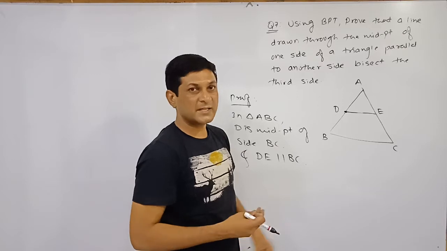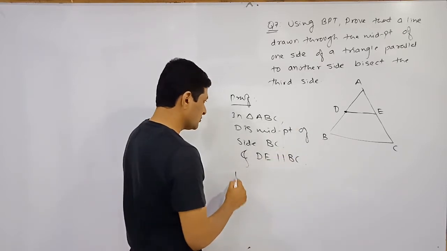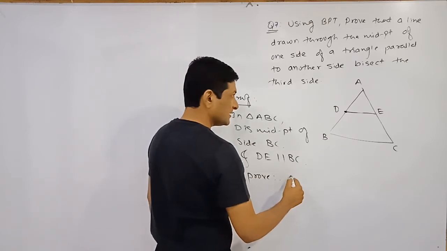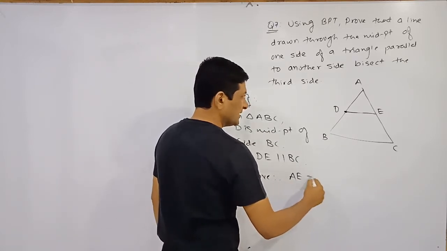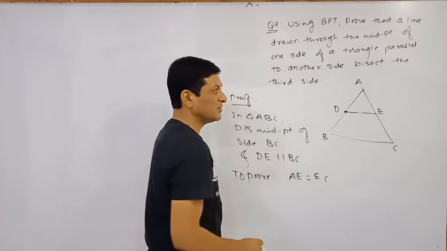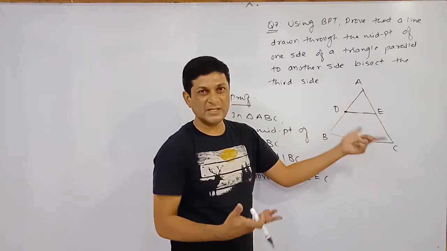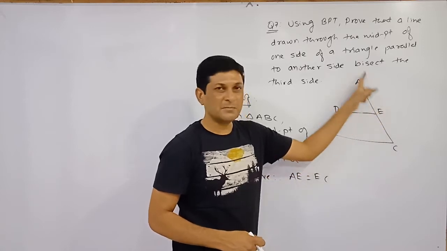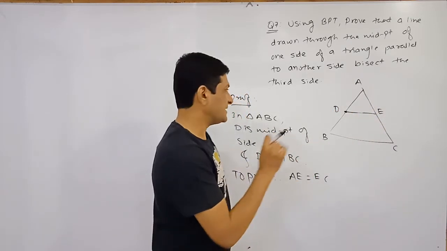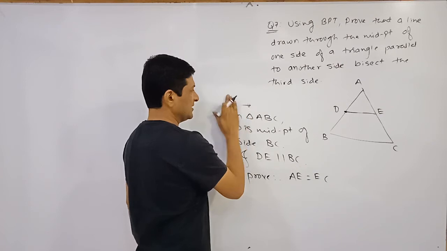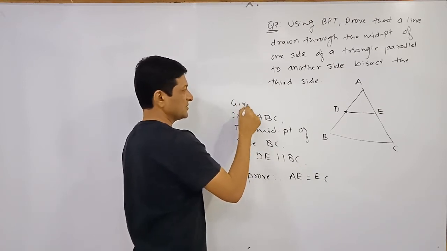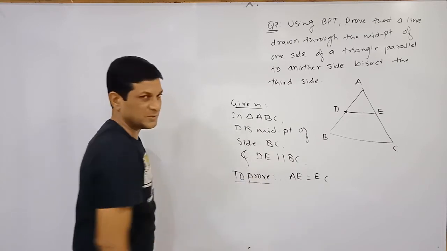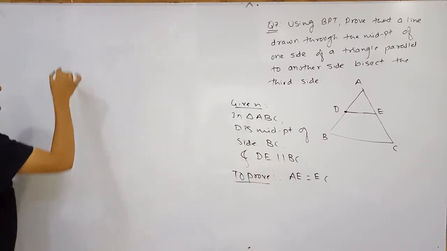Then we have to prove that it bisects the third side. Means, to prove, what do we have to prove here? That AE is equal to EC. If we are able to show that AE is equal to EC, indirectly we can say that point E or this line bisects the third side AC. So these are the given conditions, and this is the result which we have to prove. Now observe the proof here.